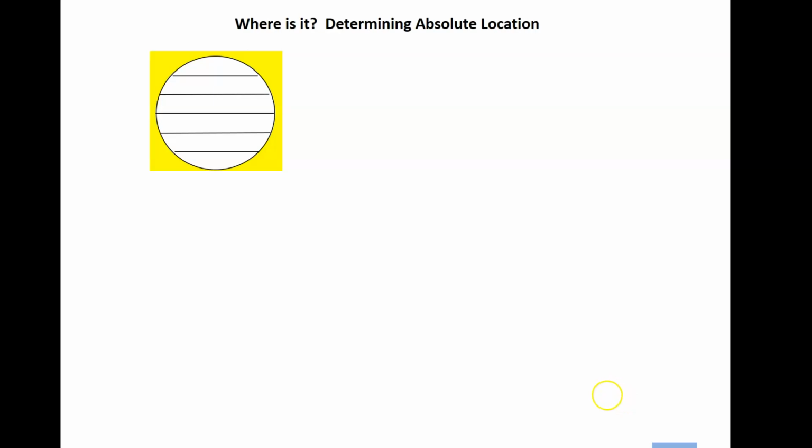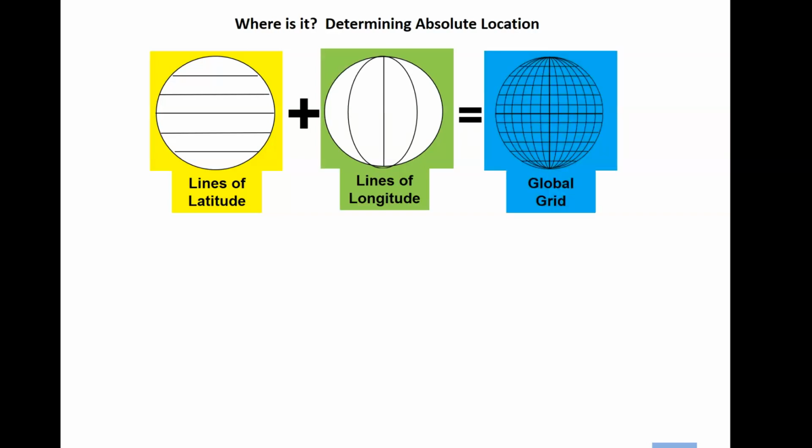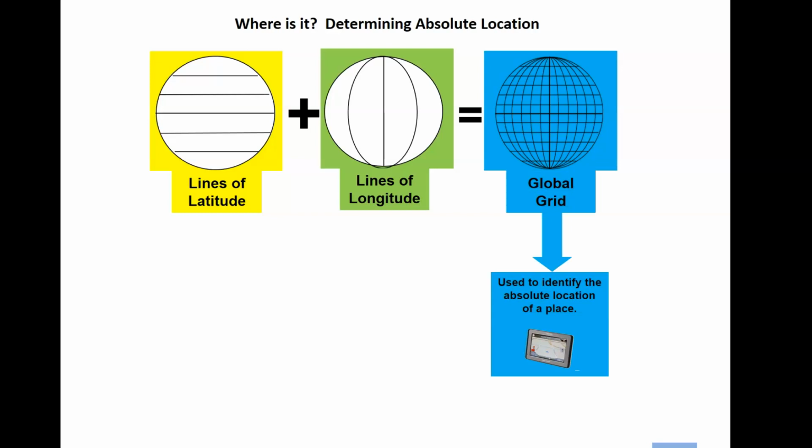All right, where is it? Determining absolute location. Let's do a little review here. Here's our global grid. We have lines of latitude plus lines of longitude equals the global grid. You can use the global grid to identify an absolute location of a place. Lines of latitude give us some idea of the effects on climate. This was the global grid.